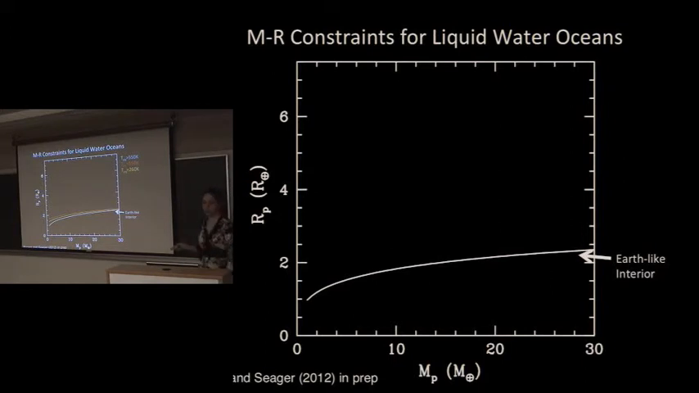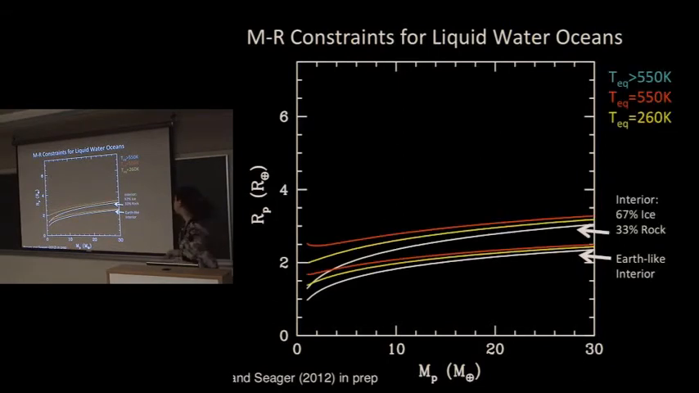But of course, I can choose different compositions for the planet interior. So with a lower density interior, now one that's 2/3 ice and 1/3 rock, these are the limits that I obtained. The red line corresponds to planets with an equilibrium temperature of about 550 Kelvin, while the yellow corresponds to an equilibrium temperature of 260 Kelvin.